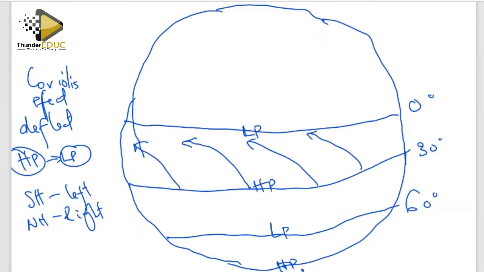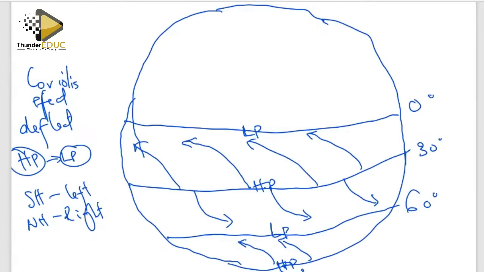And from high pressure to low pressure here, the air is supposed to blow from high pressure to low pressure, but however, it is also going to be deflected to the left. Again, in this belt, it's going to be to the left. And from high to low, again, our winds are deflected to the left. This is the southern hemisphere situation. And this is the distribution of our planetary winds in the southern hemisphere.